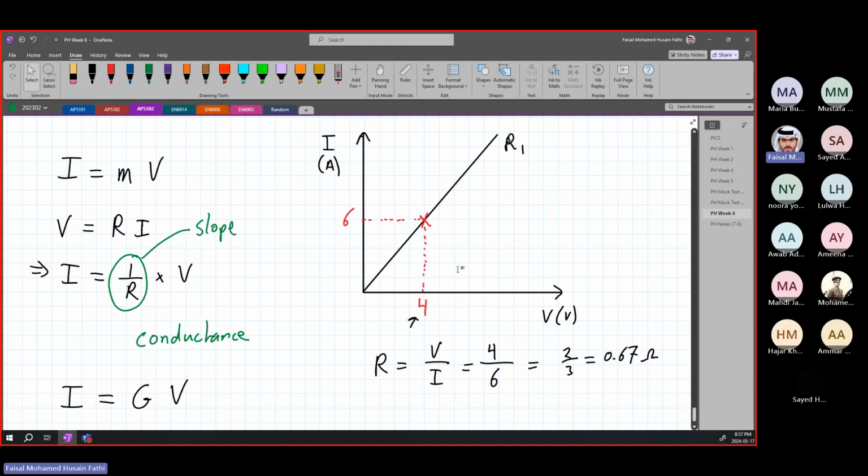Okay, this is how you would use the graph if you were given a graph to find out the resistance. If you need to find the slope, that's simply 1 divided by the resistance. Or if you're given the resistance and you need to find the point for the voltage, you now know how to use this graph to determine all of this. So now let's look at a question that is using this.